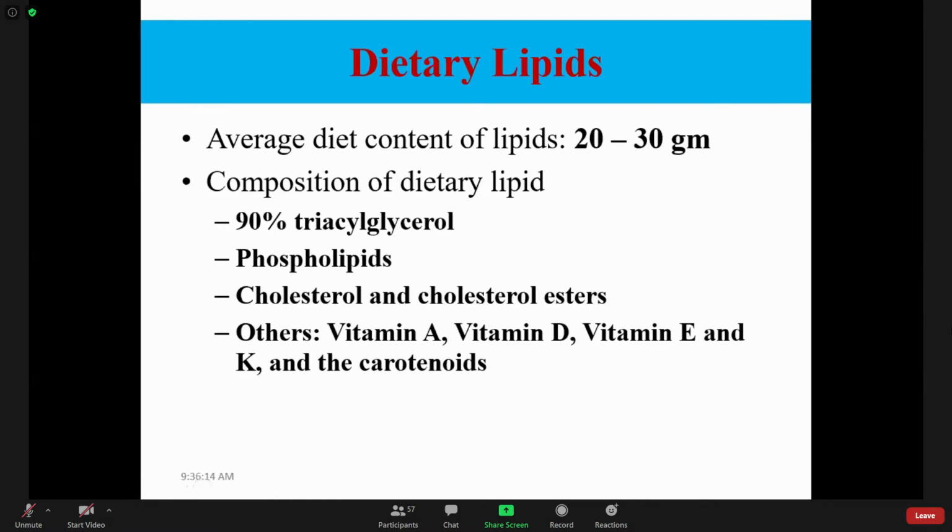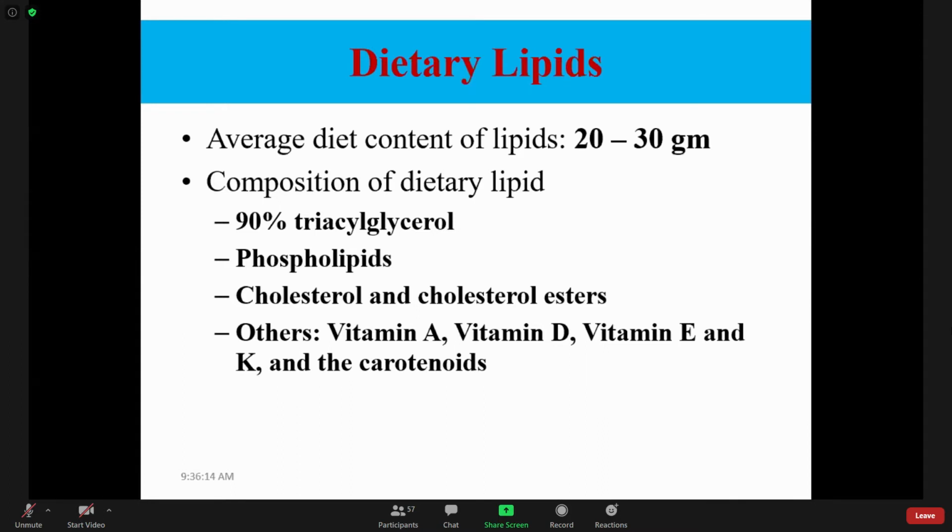Dietary lipids means those lipids which are present in food. In Indian and Nepali foods, the average diet contains around 20 to 30 gram of lipid. However, in the case of a Western diet, it is twice to thrice that, around 90 to 100 gram of lipid in their diet. If we look at percentages, in our typical diets, 50 to 70% is carbohydrate, 30 to 40% is protein, and 20 to 30% is lipid. But in the case of the Western diet, fats contribute equally, around 50 to 60% of the diet.